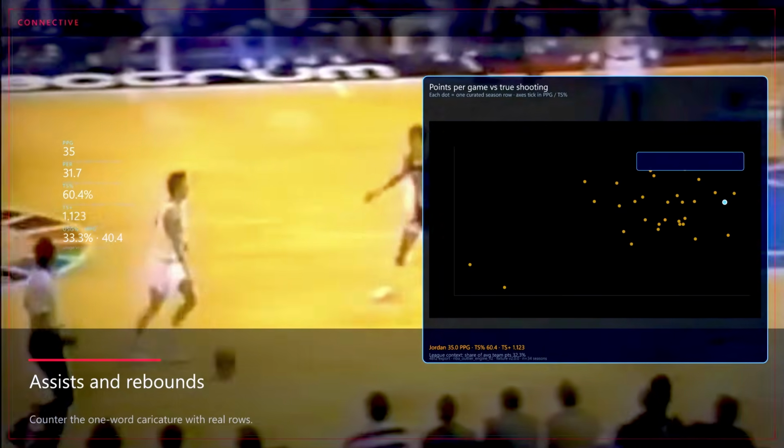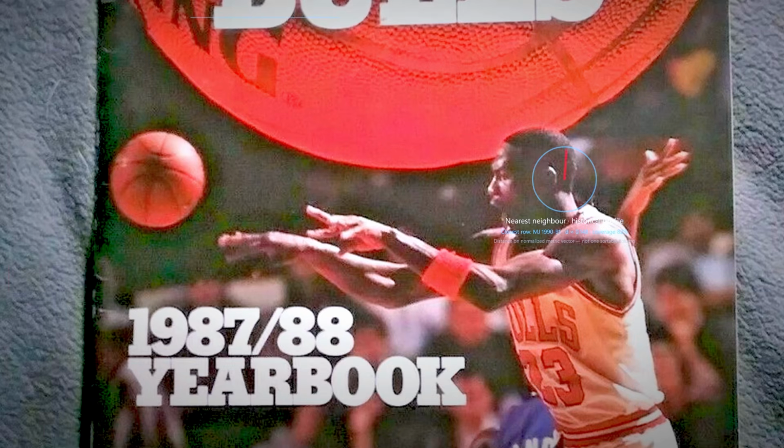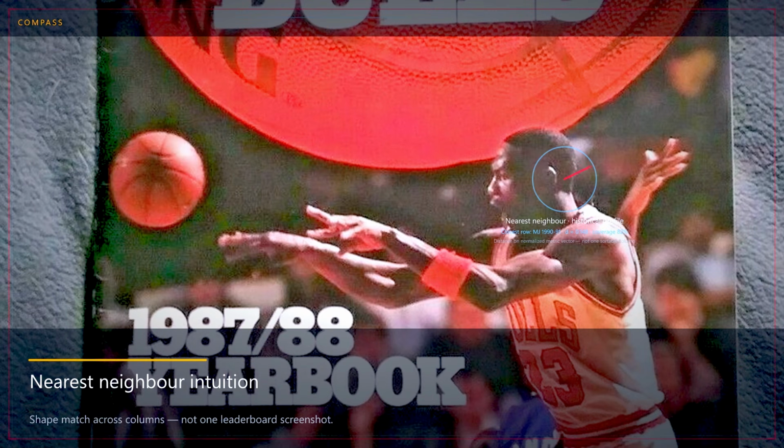His assists per game sit near 5.9. His rebounds near 5.5. Those are not center numbers, but they are definitely not tunnel vision numbers either. The Chicago Bulls offense ran through this usage comet in ways that box scores can only partially narrate. But even that partial picture completely destroys the one-word caricature of Jordan as just a scorer.